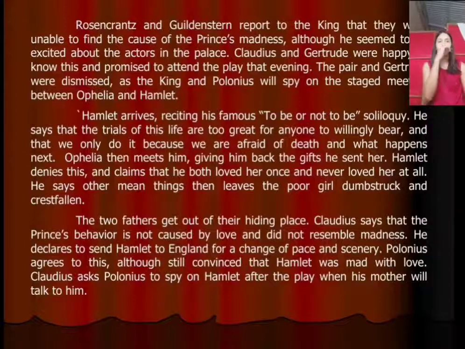Ophelia then meets him, giving him back the gifts he sent her. Hamlet denies this and claims that he both loved her once and never loved her at all. He says other mean things, then leaves the poor girl dumbstruck and crestfallen.